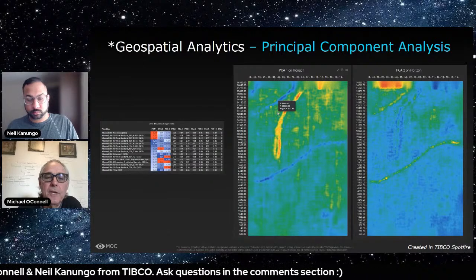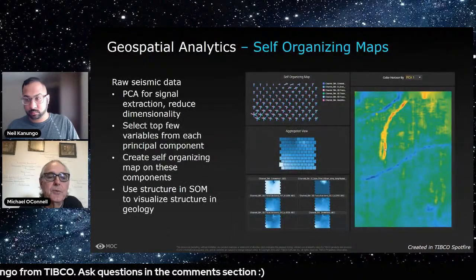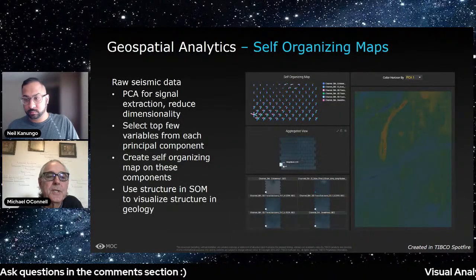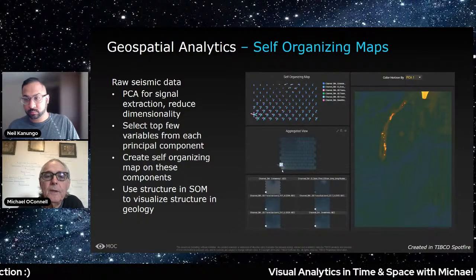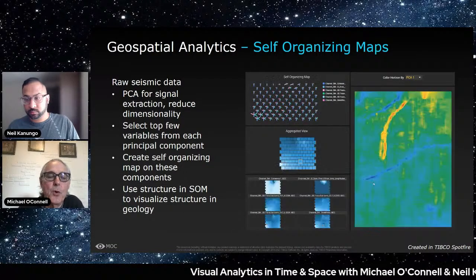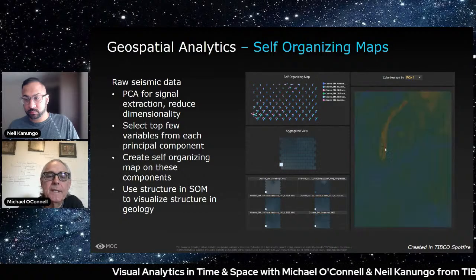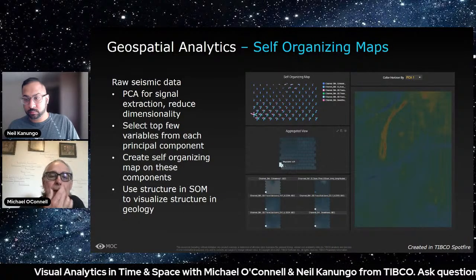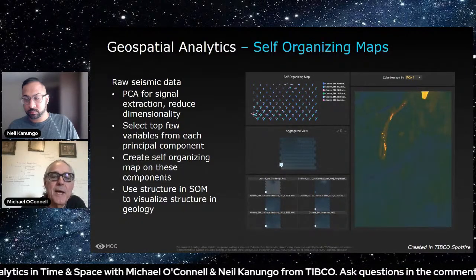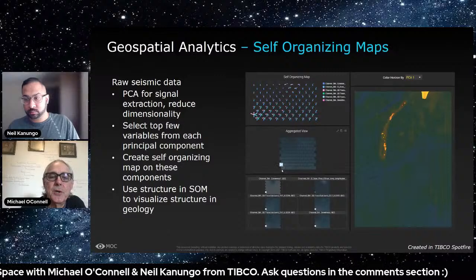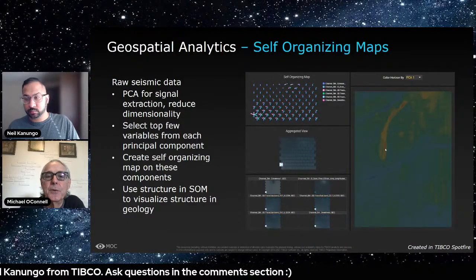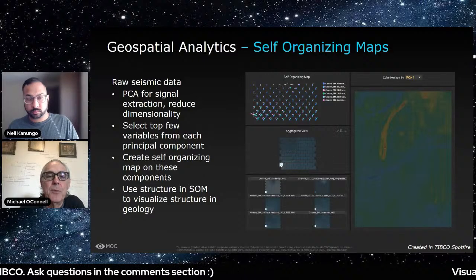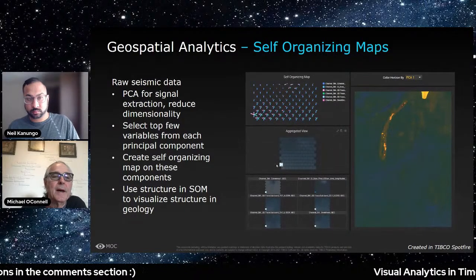So we go to the next slide. I think we reduced it down to 6 principal components. You can see each of those 6 components organized by the weights into a self-organizing map, and you can navigate around that self-organizing map to show the structure in the geology on the right-hand side, using principal component number 1 as the color scheme. Go to the next slide.